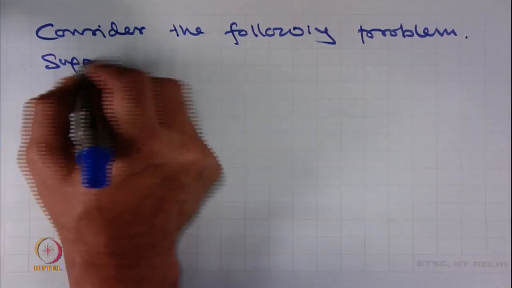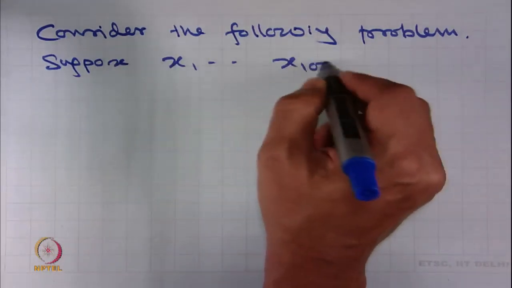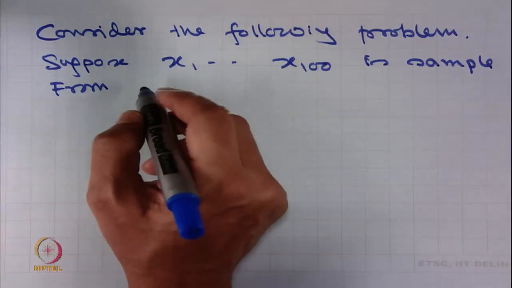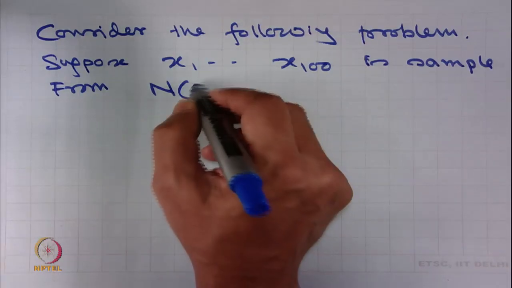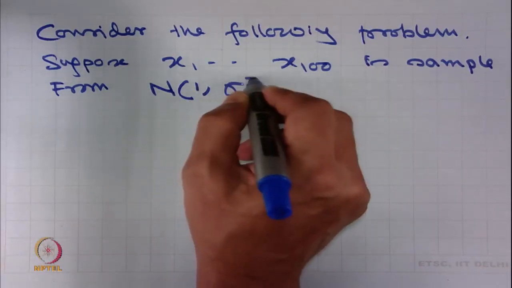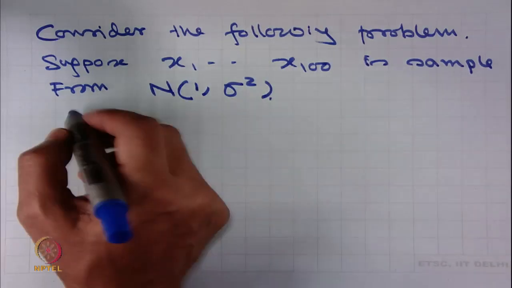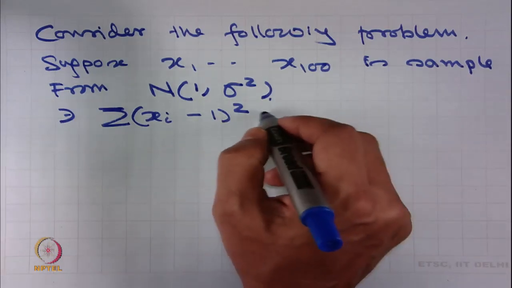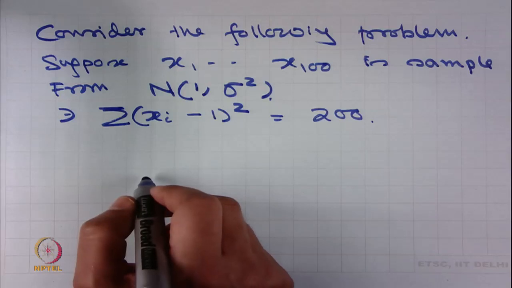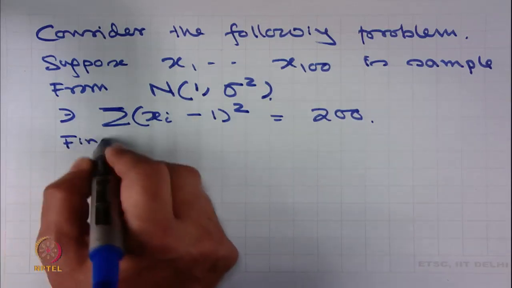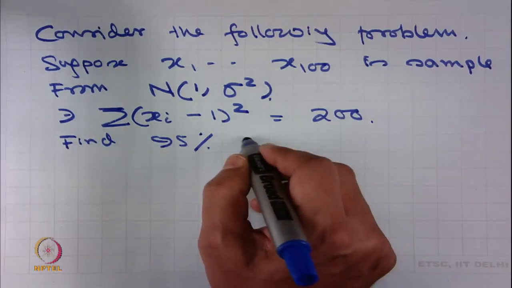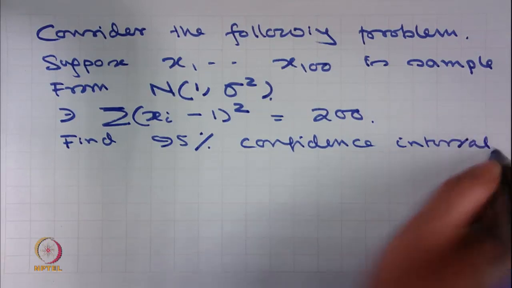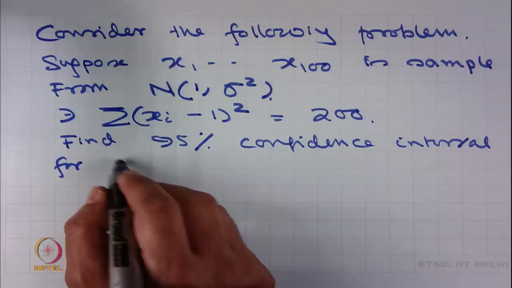Okay. So, let us consider one problem. Suppose x 1, x 2, ..., x 100 is a sample from normal with mean 1 and variance sigma square, such that sigma (x i minus 1) whole square is equal to 200. Find the 95% confidence interval for sigma square.